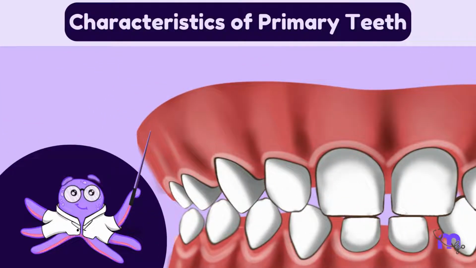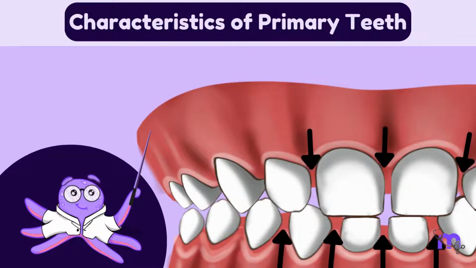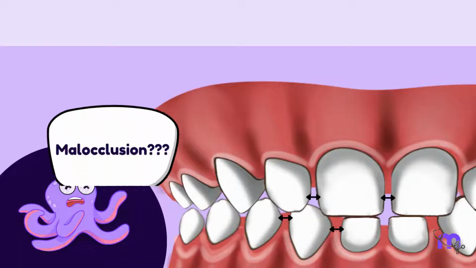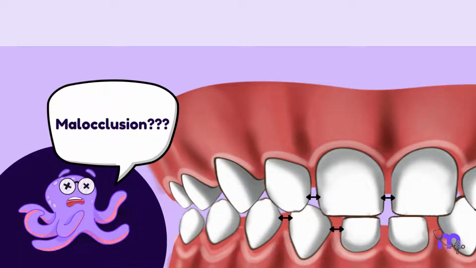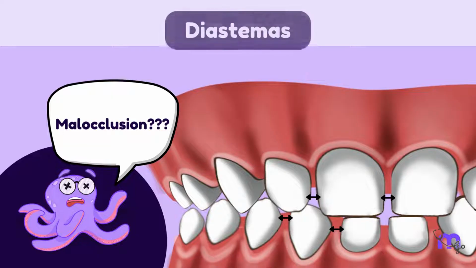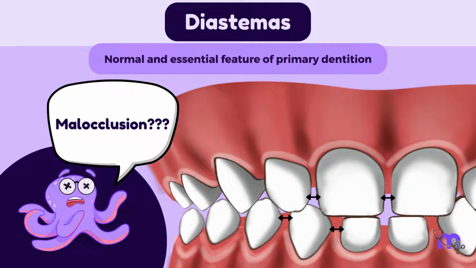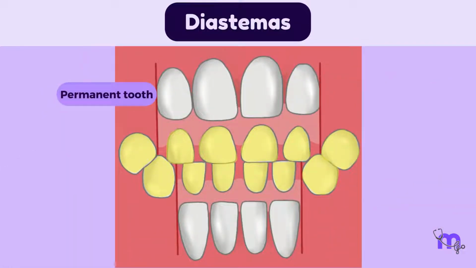First thing that catches your attention when you see primary occlusion are the spaces between teeth. Oops! Has the child already begun to have a malocclusion? But don't worry. These spaces, also known as diastemas, are considered normal and are an essential feature of primary occlusion. As the permanent teeth that succeed the primary are larger, these spaces are utilized by them.